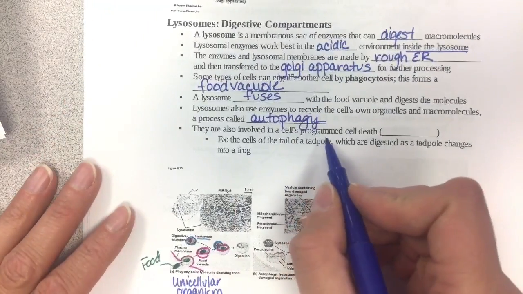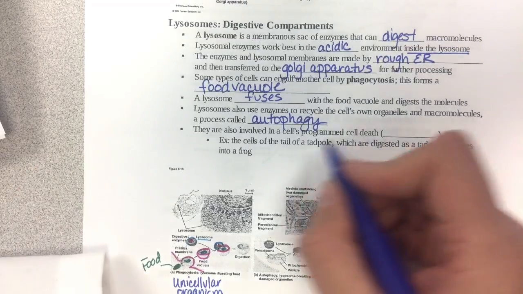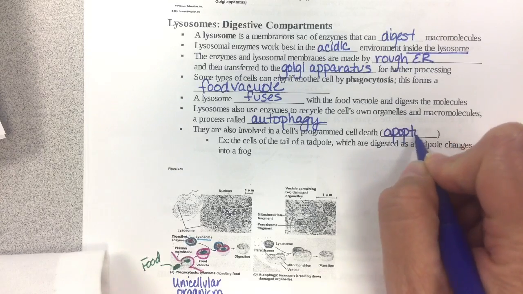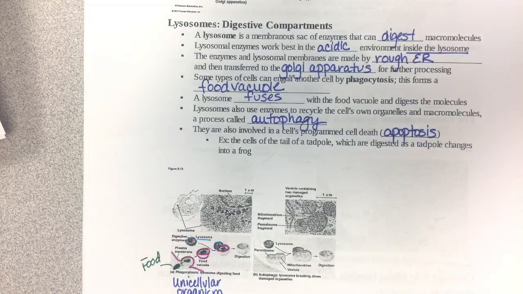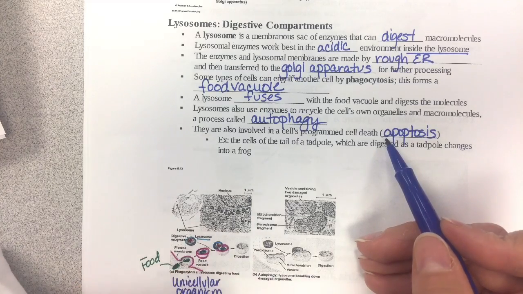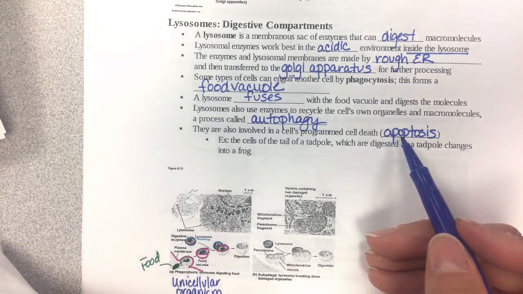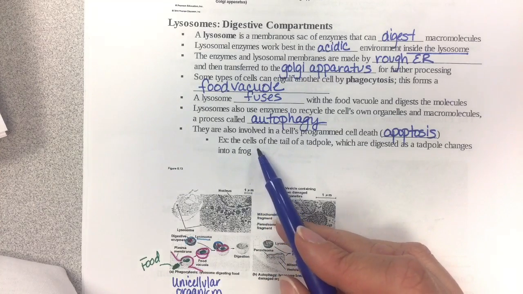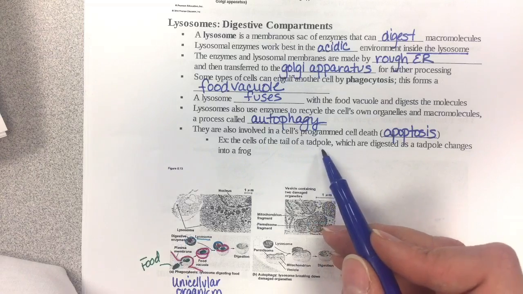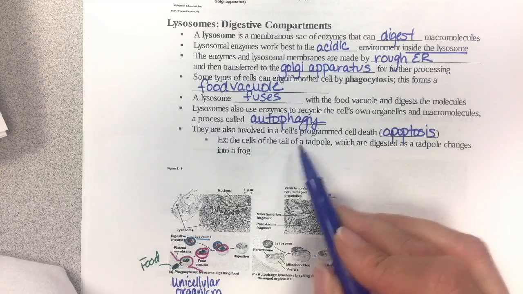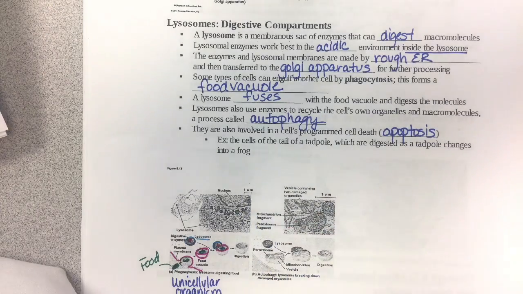And then they're also involved, we'll talk about this several times during this class, in programmed cell death. That's called apoptosis. So sometimes we want the cell to die. And so oftentimes those digestive enzymes in the lysosome will actually kill the cell. An example of a time when you would want that to happen is sometimes during development. The cells of the tail of a tadpole are digested as a tadpole changes into a frog, and so a frog doesn't have a tail, because it destroyed those particular cells.